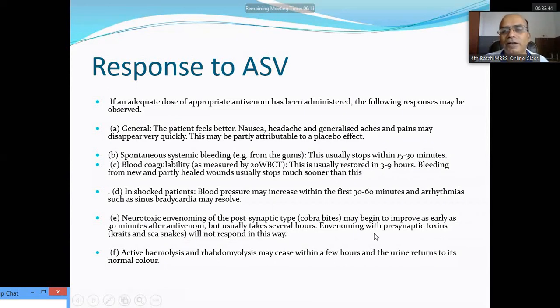Neurotoxic envenoming begins to improve as early as 30 minutes after anti-venom. The most important thing is that you have to explain to the patient. If you know this timeline, you have some confidence to explain things to the patient. Counseling is not only diagnosis, but you have to explain how anti-snake venom is acting and at what time it shows signs of improvement. Some features improve in 30 minutes, some in 1 hour. If you know this, it makes it easy to explain to the patient's party during counseling. These are the important things which I left out in the last class.